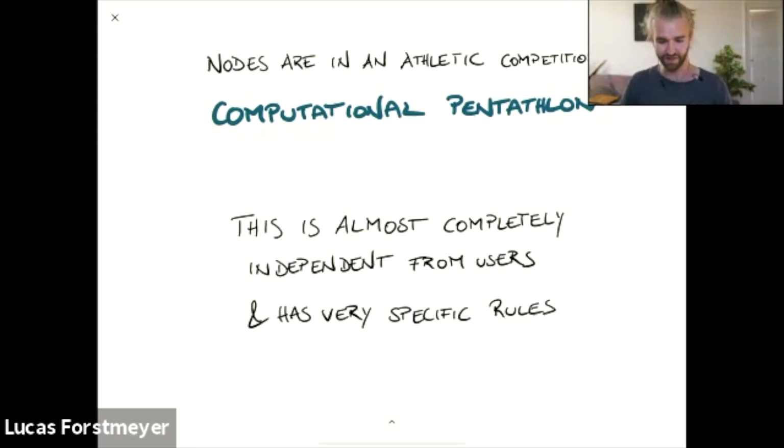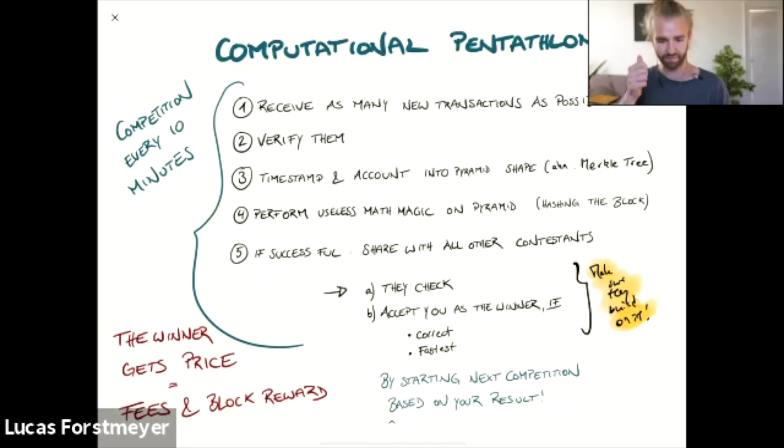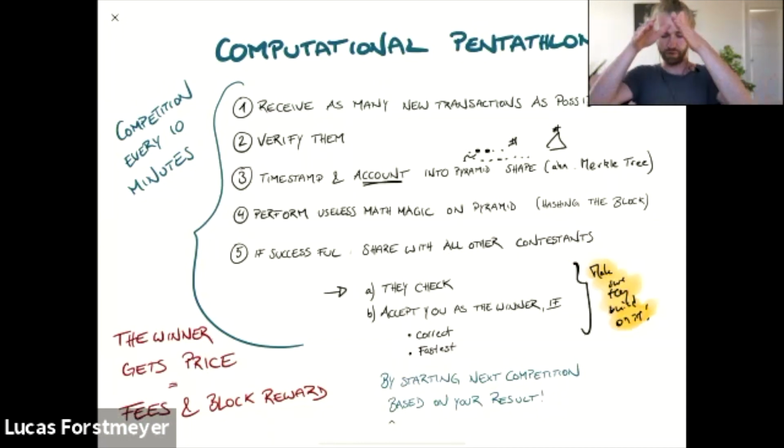So they have this competition going on with each other that has very specific rules. And their competition is based on, number one, receive as many transactions as possible. So each node is trying to receive transactions and then to validate or verify them. This transaction that I received, is this a valid transaction? When they have verified it, they will take it and timestamp it and then account it into a pyramid shape that is also known as a Merkle tree. So they will basically take all of their transactions and combine these two into the next hashes, creating this tree that in the end has one hash on the top of it. That's called the Merkle tree.